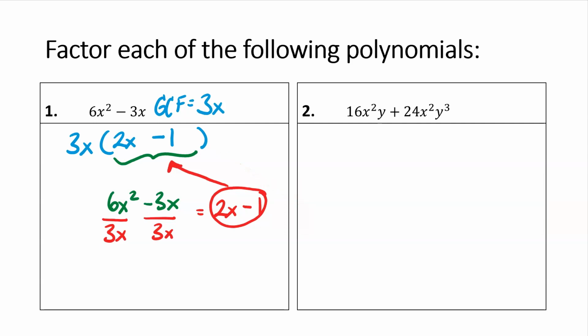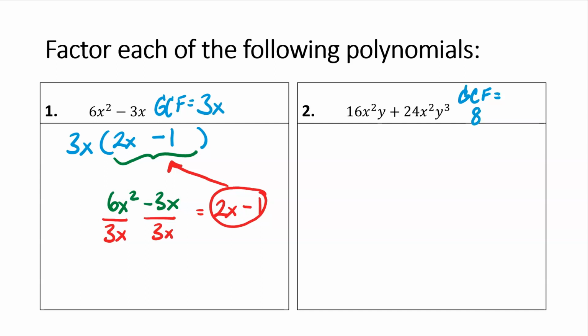Next example, 16x squared plus y plus 24x squared times y cubed. Greatest common factor, in this case, well, 16 and 24 are both divisible by 8.